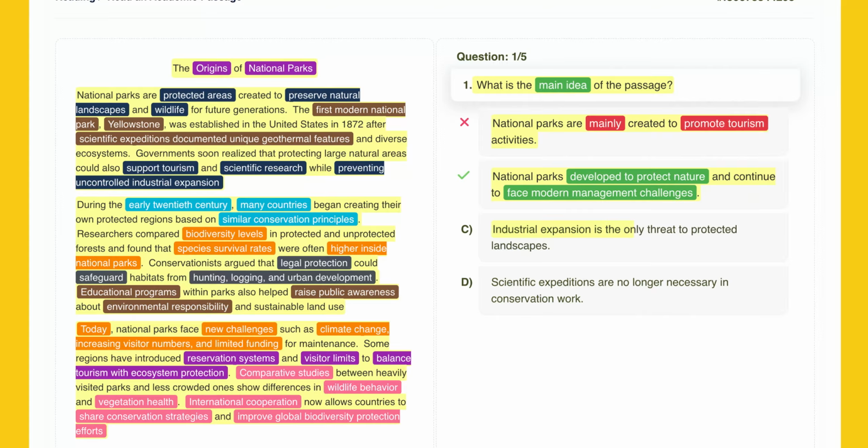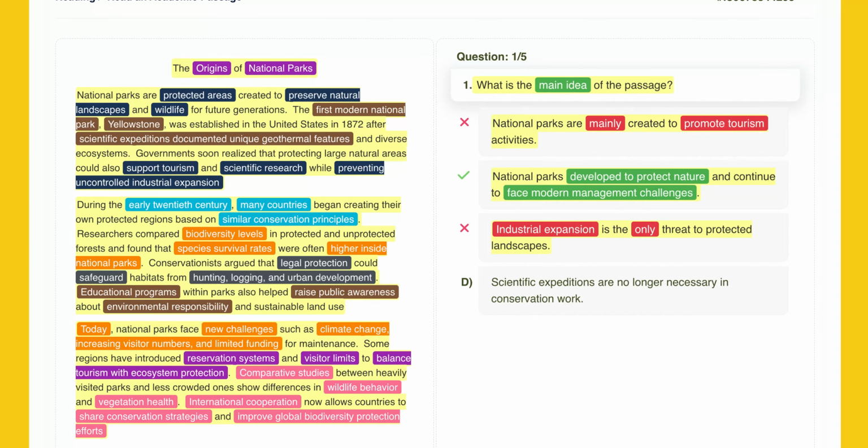Now, let's take a closer look at option C. Industrial expansion is the only threat to protected landscapes. This option uses the word only. It claims industrial expansion is the only threat. However, paragraph 2 mentions hunting, logging, and urban development as threats, and paragraph 3 mentions climate change and increasing visitor numbers. Since there are many threats, this is incorrect.